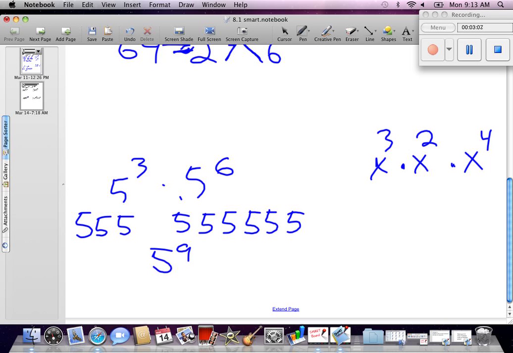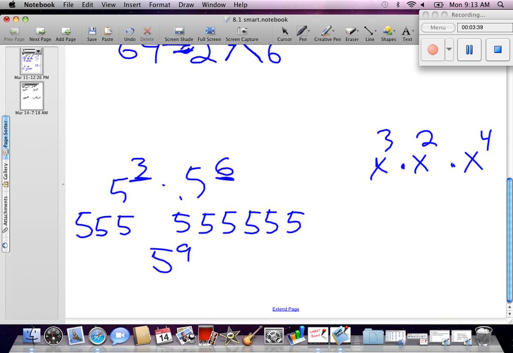I wrote 5 out 3 times, and I wrote 5 out 6 times, and then how many times I'm multiplying 5 by itself became my exponent of 9. We used a total. So what is my rule if I don't want to write them out? What did I do to those 2 exponents? I heard it. Added them. As long as you have the same base. The base is the large number. See how it's 5 to the 3rd times 5 to the 6th? That's 5 is your base. As long as your bases are the same, you add your exponents when you're multiplying.